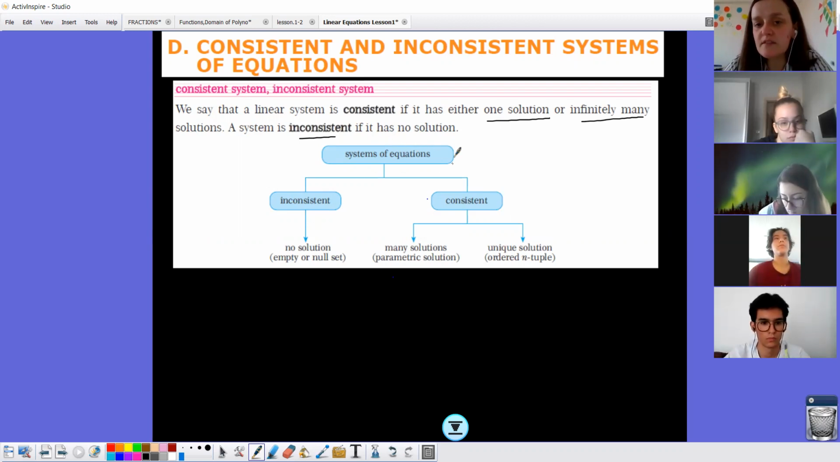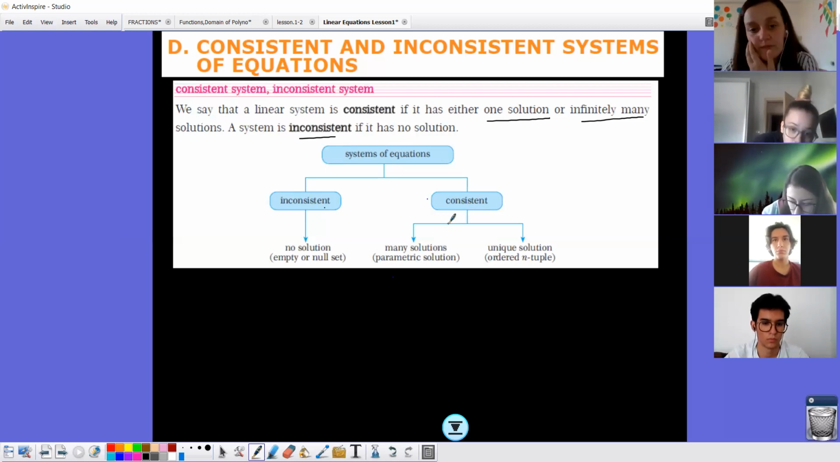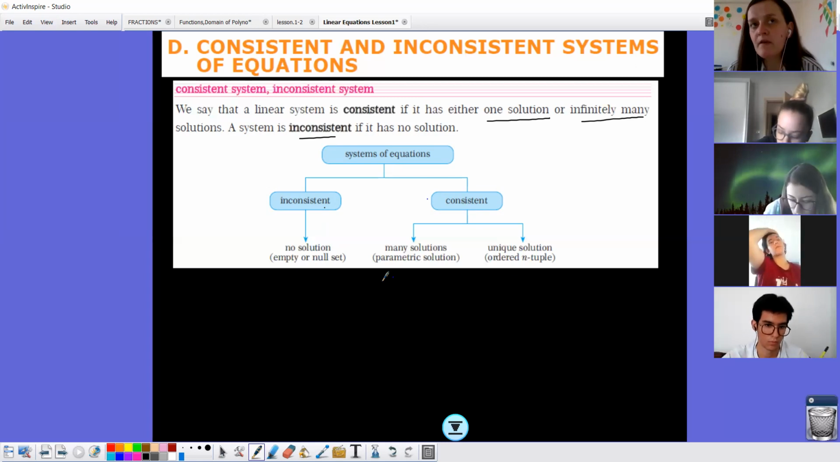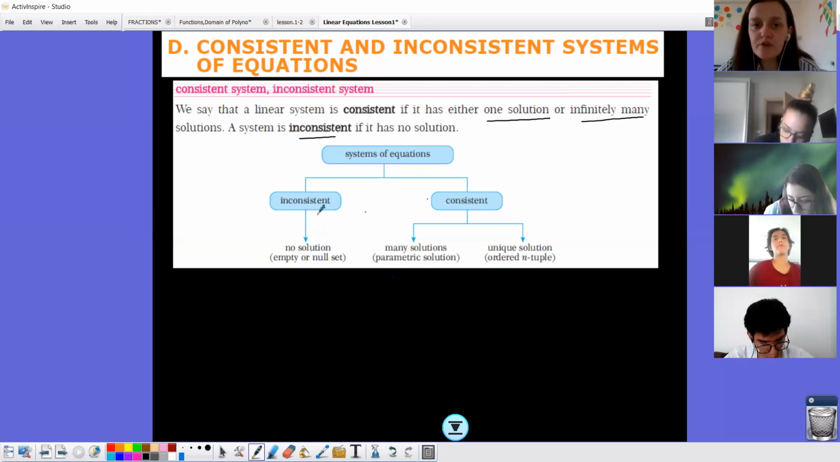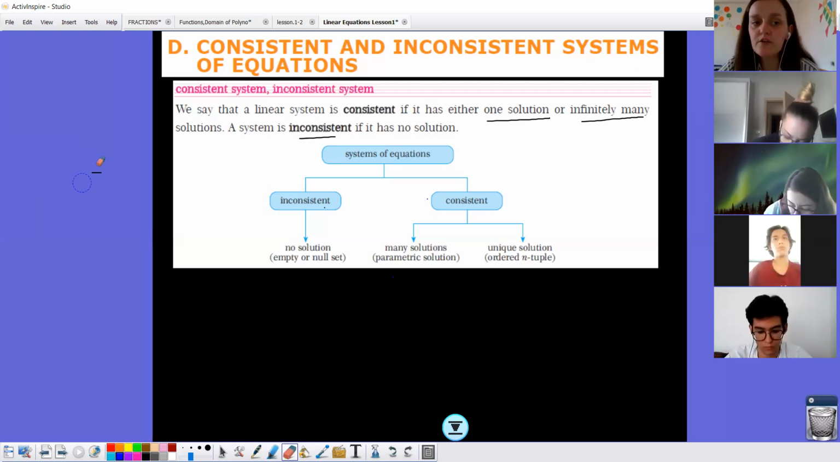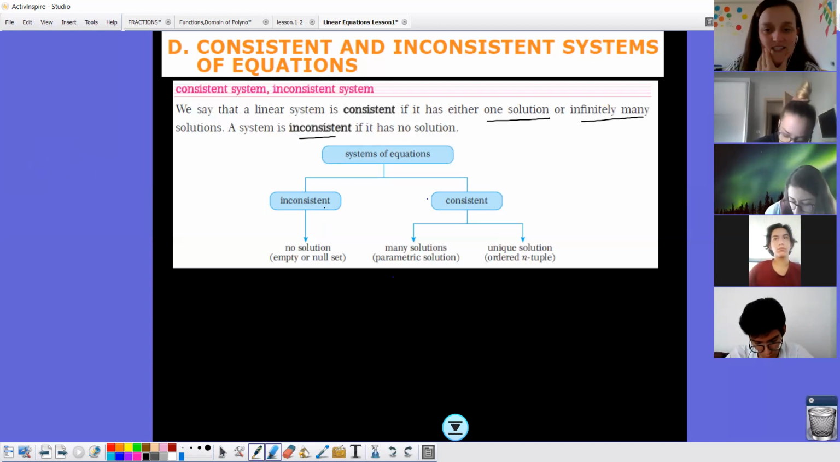So you can write only this schema: systems of equations, one of them is inconsistent, the other one is consistent. If there is a solution, it is consistent. If there is no solution, we call it an inconsistent system. Because in some systems, when you are solving, at the end you will find something illogical, for example 0 is equal to 2, and it's not correct. In this case, the system doesn't have a solution. These kinds of systems are called inconsistent systems.